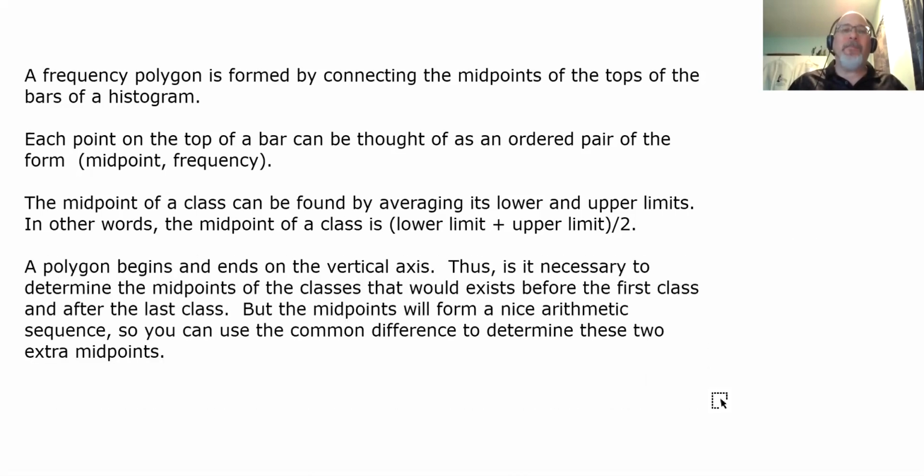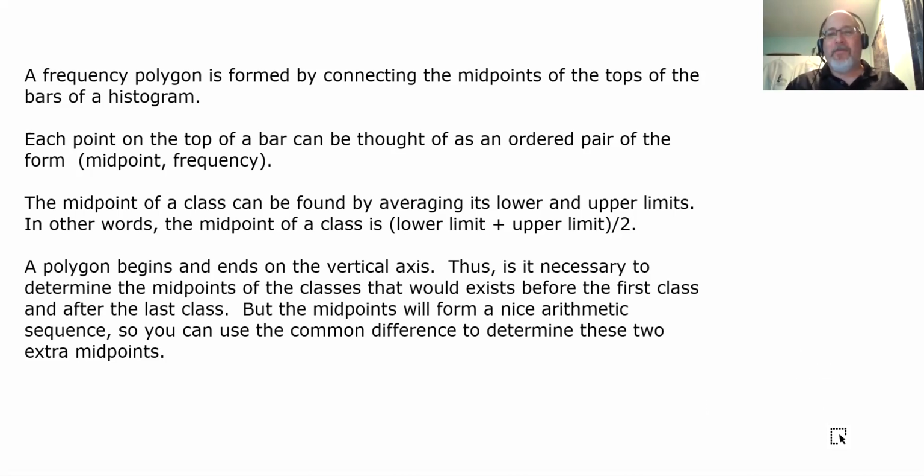A polygon begins and ends on the vertical axis. So if we just connect to the tops of each bar, it wouldn't start on the ground. It would start in the sky and end in the sky. Thus, it is necessary to determine the midpoints of the classes that would exist before the first class and after the last class. But the midpoints will form a nice arithmetic sequence, meaning that there's the same difference between consecutive midpoints. So you can use the common difference to determine these 2 extra midpoints.